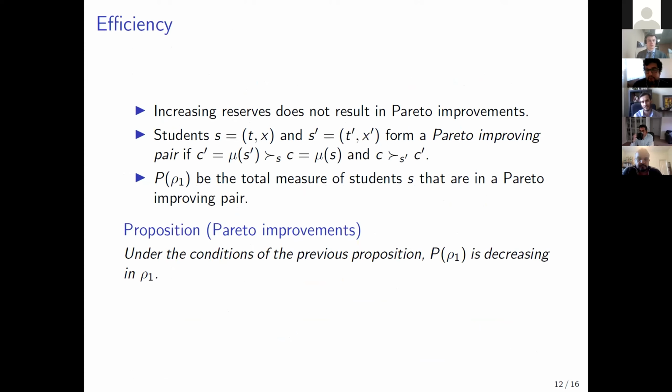Efficiency, of course, increasing reserves does not really result in Pareto improvements. We compute the total measure of students that are in a Pareto improving pair, and under the conditions of the previous proposition, the measure of students that are in a Pareto improving pair is decreasing in rho 1. So according to this measure, increasing reserves improves the efficiency of the system.